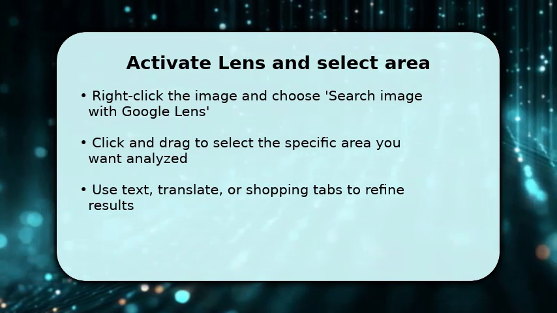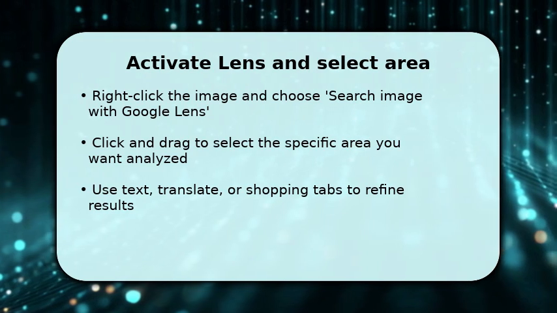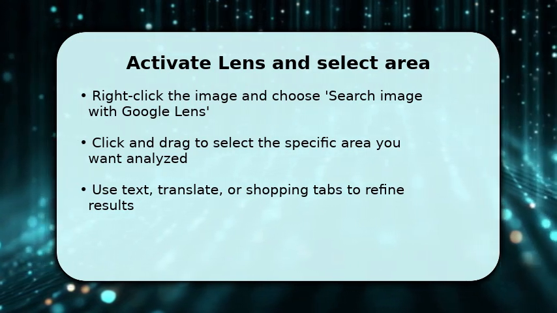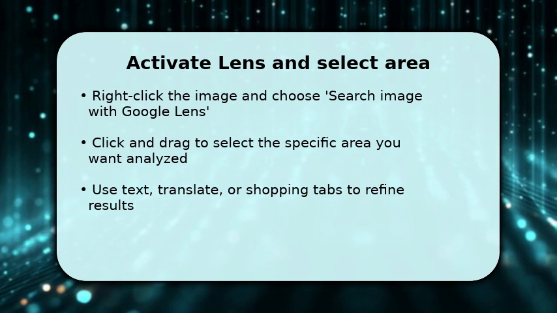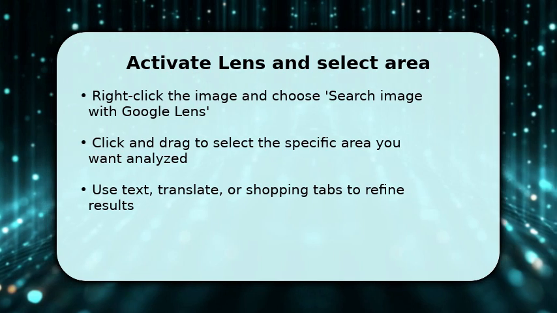Then choose the Lens tab you need: Text to Copy, Translate to Convert Language, or Shopping to find products, because each mode filters results differently and improves relevance. If you need more detail, expand the selections slightly.